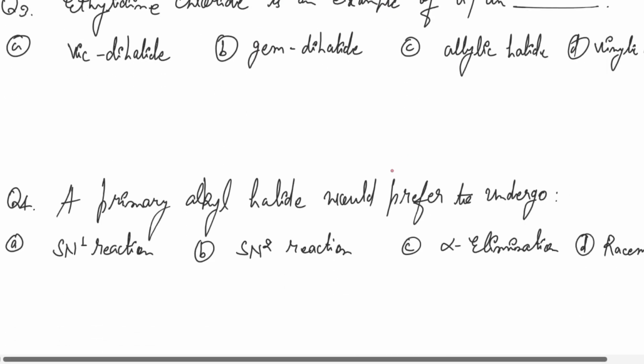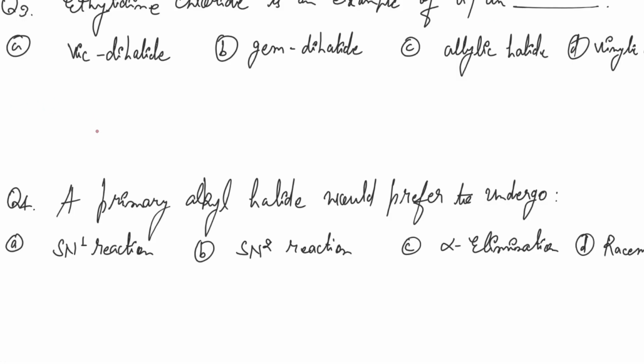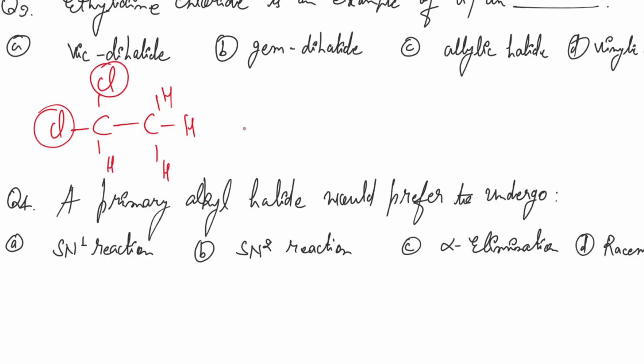Let's move to the next question. Ethylidene chloride is an example of. So I talked about the ethylene chloride. What is this? Basically the three hydrogens are present on this carbon and both the chlorides are present on the same carbon. So both the chlorides are present on the same carbon, so it's not the vicinal dihalide. It cannot be the vinylic halide.